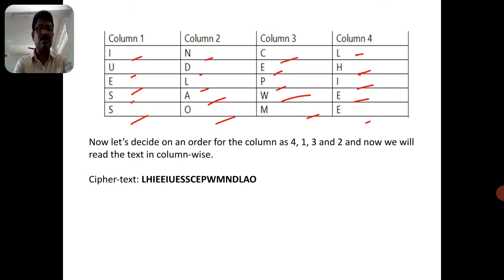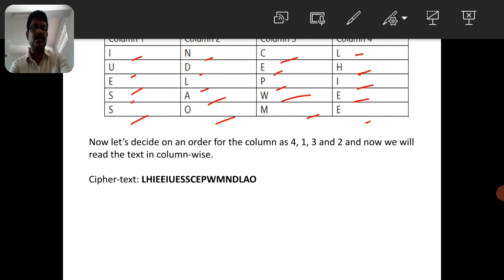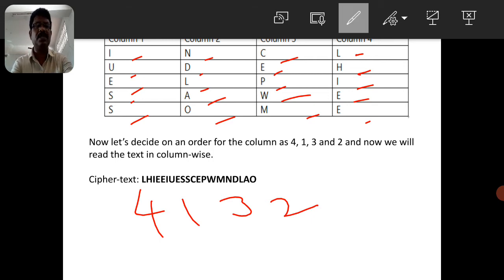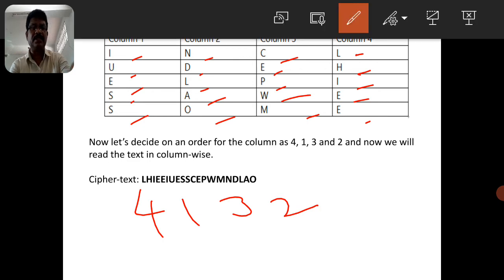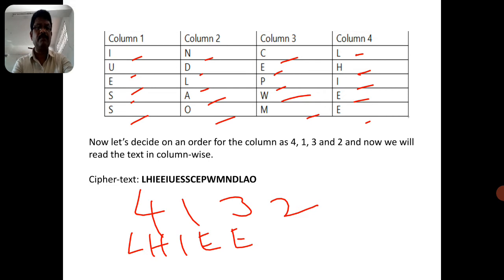What is the first column? Suppose the key size is taken as 4132, for example. 4132 in the sense, what is the fourth column data? That is LHIEE. LHIEE, this is the first column message, because of why I have to write this first one, 4132. This is the key size.